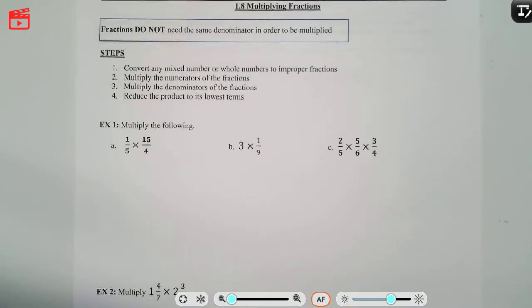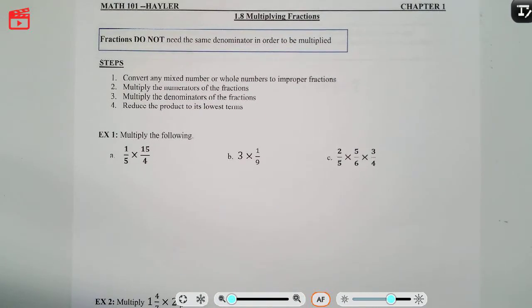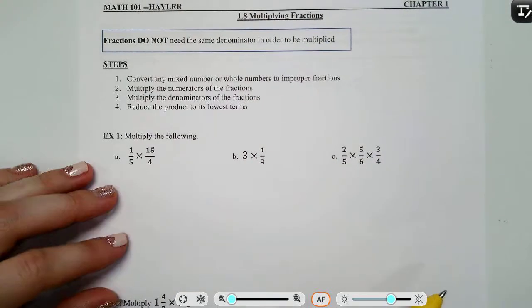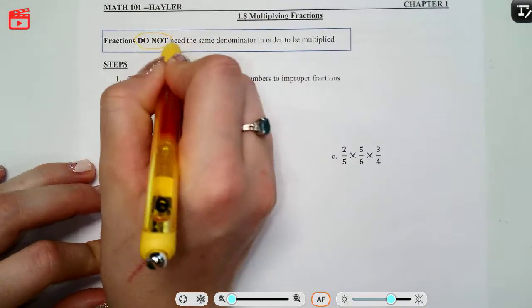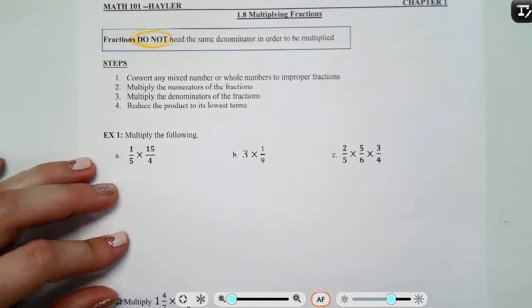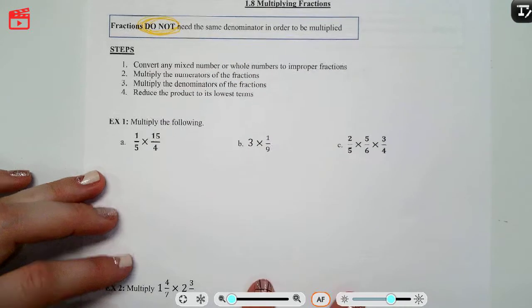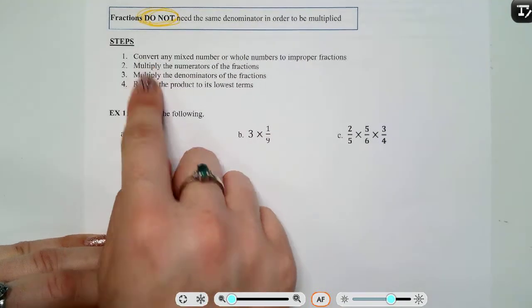All right, 1.8. Fractions, oh, interesting. Fractions do not need the same denominator in order to be multiplied. Okay, this is different. For addition and subtraction, they did need the same denominator. But for multiplication, they do not need the same in order to be multiplied. All right, things are changing. The times are moving.